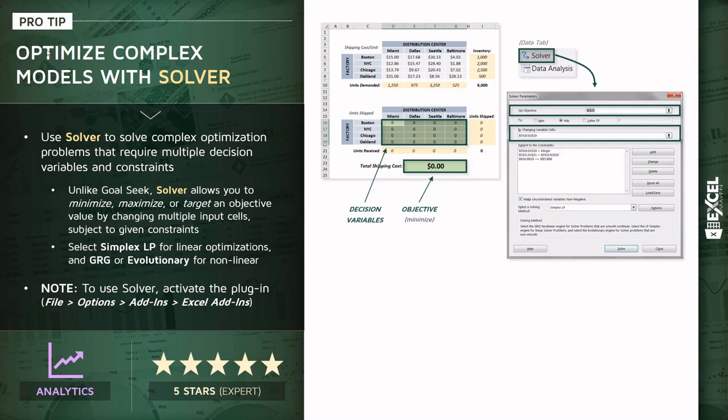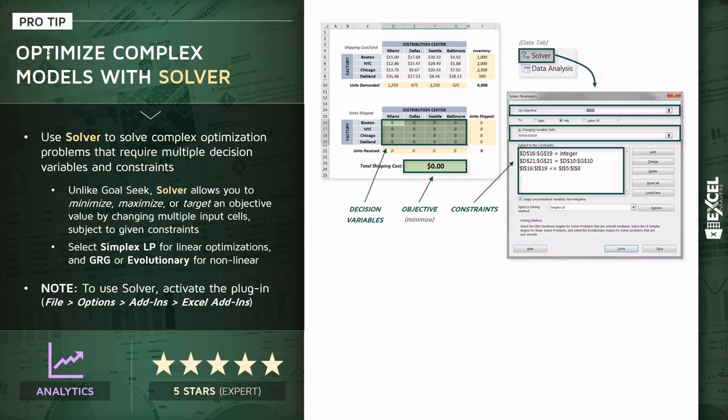And last but not least, we need to optimize subject to a specific set of constraints. So in this case, we can't ship fractions of units, so our units need to be whole numbers or integers. We can't exceed the inventory available at each factory, and we need each distribution center to fulfill its entire demand.